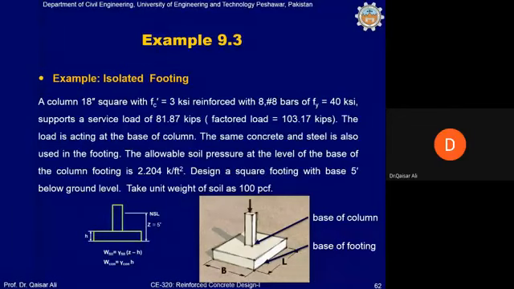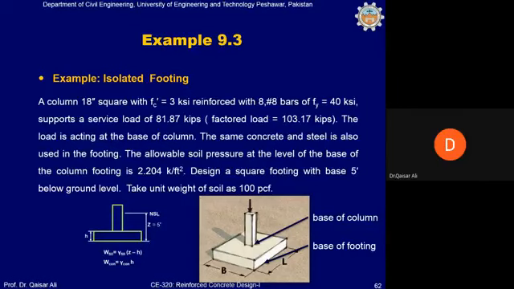Look at this example. There is a column 18-inch square with fc' equal to 3 ksi, reinforced with 8 bars, and fy equal to 40 ksi. Although this information of fc' 3 ksi and 8 bars in the column will not be used in the design of an isolated column footing, it has been provided to us in the example. The column size will be used, because in the calculation of b naught, we will use this column size, since b naught is equal to 4 into (c plus d).